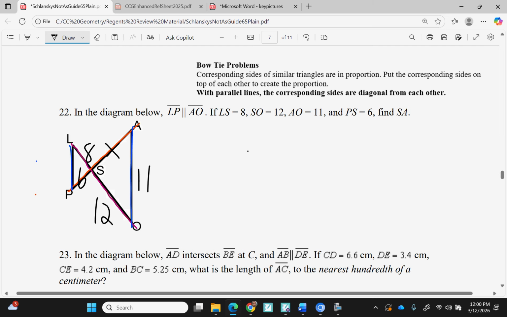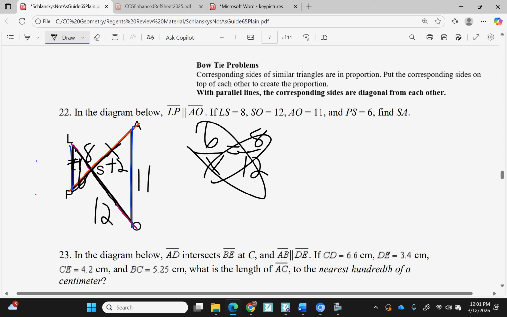Another thing to be careful of, triangle 1, triangle 2. If I call this triangle 1 and this triangle 2, if triangle 1 goes on top for one of them, triangle 1 must go on top for both of them. So I'm going to go orange. My orange, 6 goes over X. And since 6 is in triangle 1, the 8 must go on top. 8 goes over 12. In this case, I don't have anything that corresponds to the 11, so I'm not using it. And then from there, I cross multiply and solve.